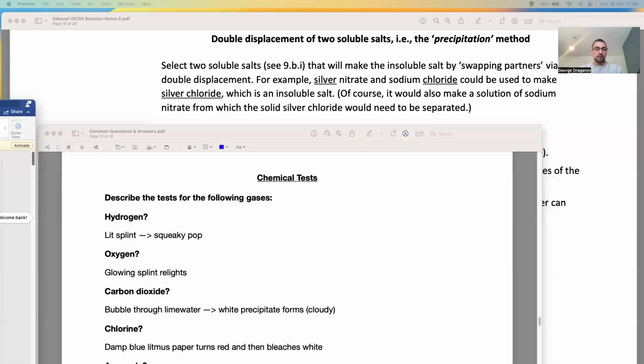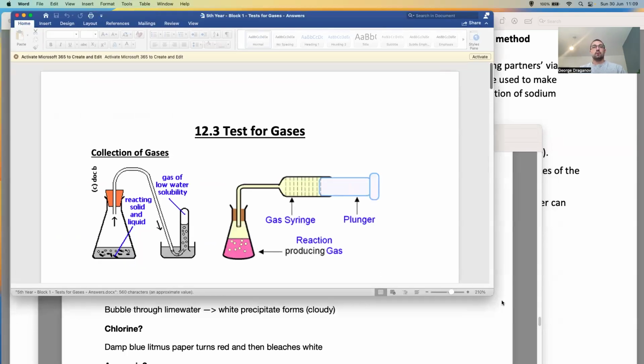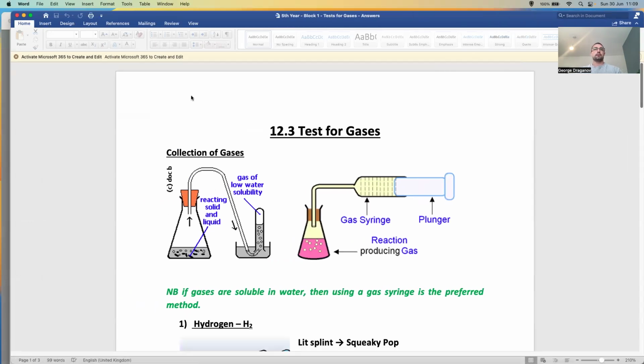Hi guys, welcome to the lesson on chemical tests. Today we're going to specifically look at the gas tests, and we're also going to look at the flame tests. So this is the chemical analysis topic.